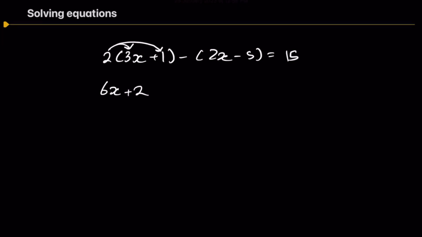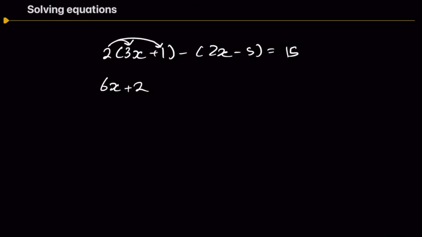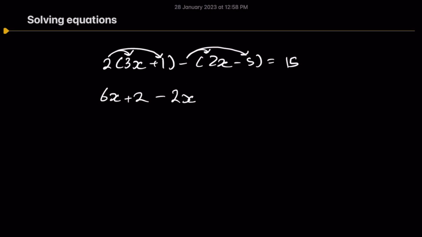Now how do we deal with the negative sign outside this bracket? We just multiply the negative sign with 2x. Just consider the minus as minus 1. So minus 1 into 2x will become minus 2x. Then multiply the negative sign with negative 5 as well. So it would become minus 1 into minus 5 is just positive 5 is equal to 15.